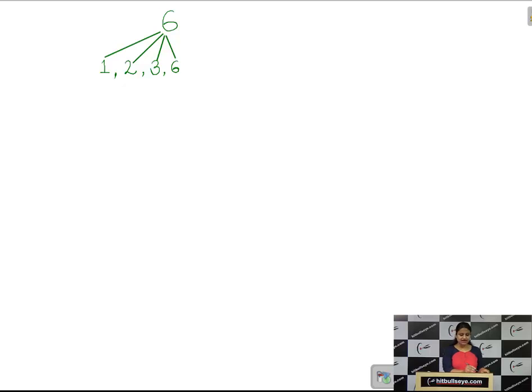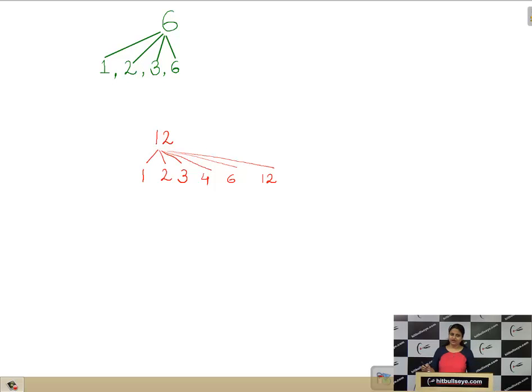Once again, let's have a bigger number. Let it be 12. So how many factors are here? Can you say 1 is a factor of 12? Why so? Because 1 is dividing 12 completely. 2 is dividing 12 completely, that's why 2 is also a factor. Similarly 3, similarly 4, 6 and 12 itself. So in total 12 has 6 factors or divisors. So that was the definition of factors.